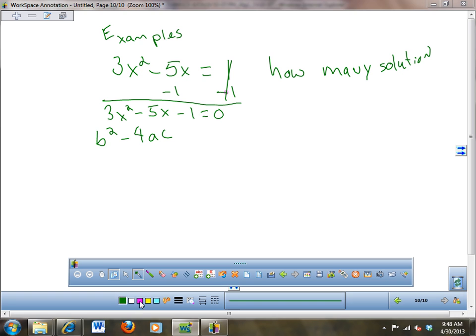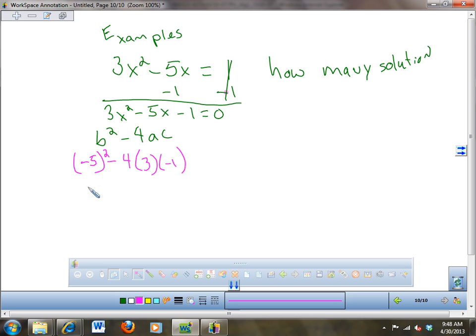So that answer would be negative 5 squared minus 4 times a, which is 3, times c, which is negative 1. And I get 25 minus 4 times 3 times negative 1. What's that? Is it minus or plus? Plus 12. And all you have to know is, is this a positive number, a negative number, or 0? Positive number. How many solutions?